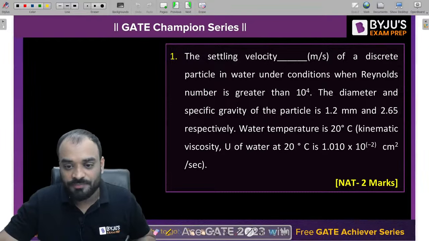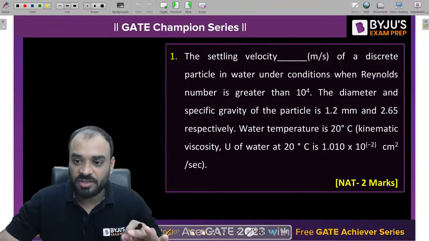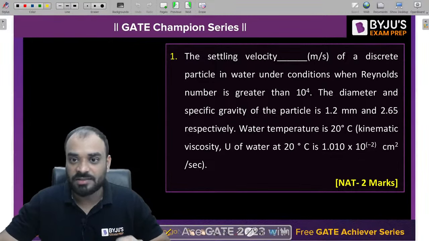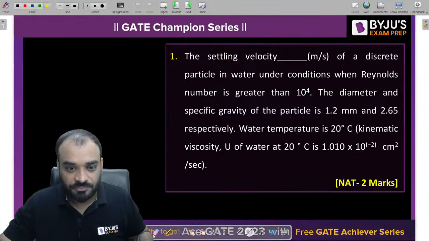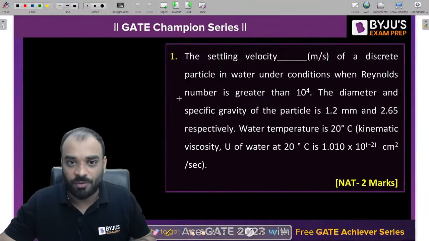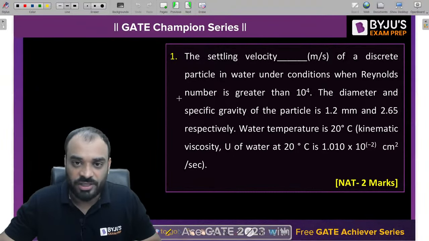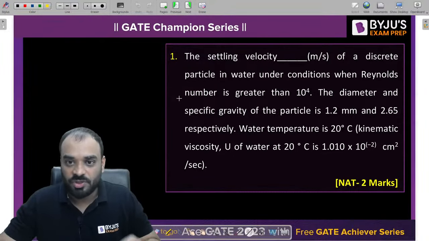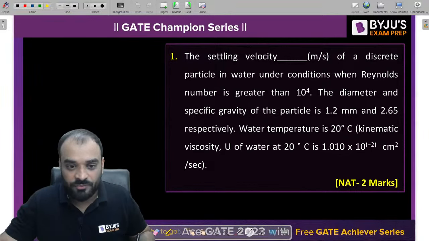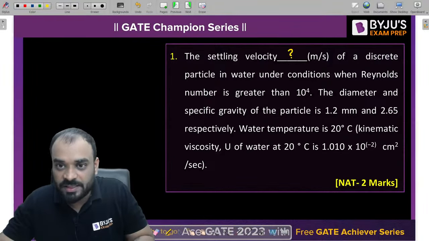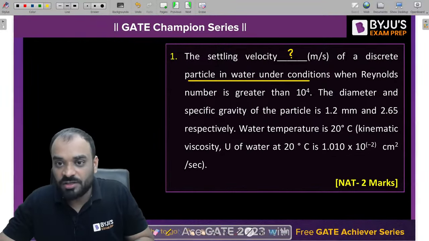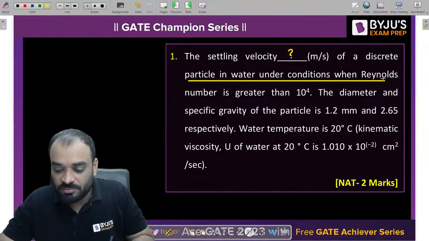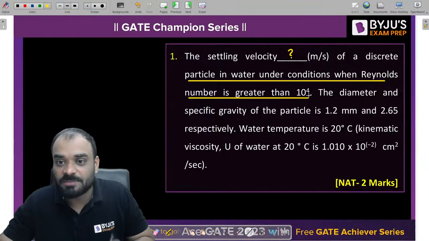This particular problem is a 2-mark problem and it is a NAT type question, numerical answer type. You need to fill the answer in terms of meter per second. So let's understand how we can solve this problem. You need to find the settling velocity in meter per second of a discrete particle in water under the condition when the Reynolds number is greater than 10 raised to power 4.